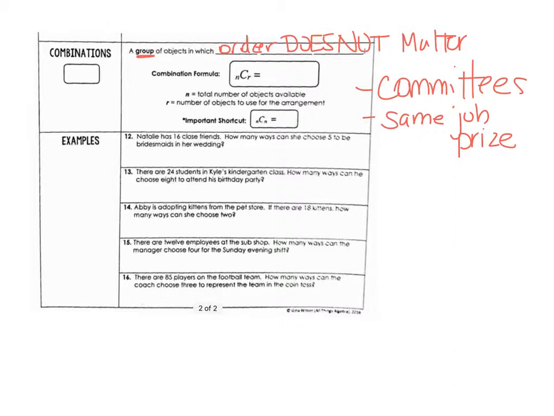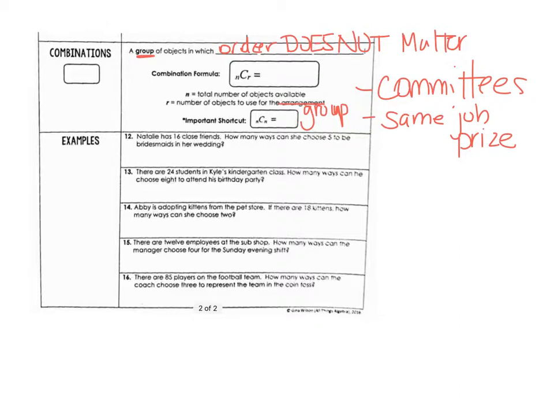Oh, we're going to use the nCr formula. n is still the total number of objects. r is the number of objects we're going to use. It says for the arrangement right here, I'm going to cross that word out and I'm going to write group, because I want you to think of groups. So group size.